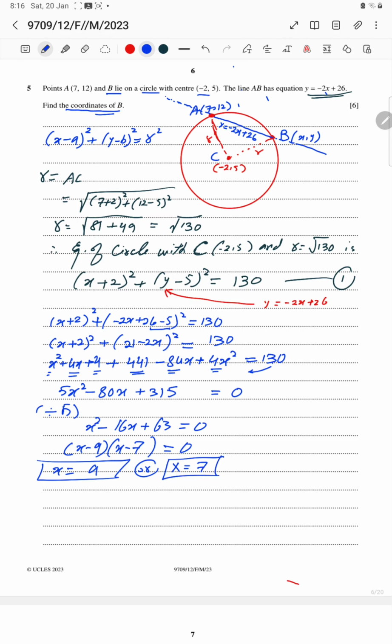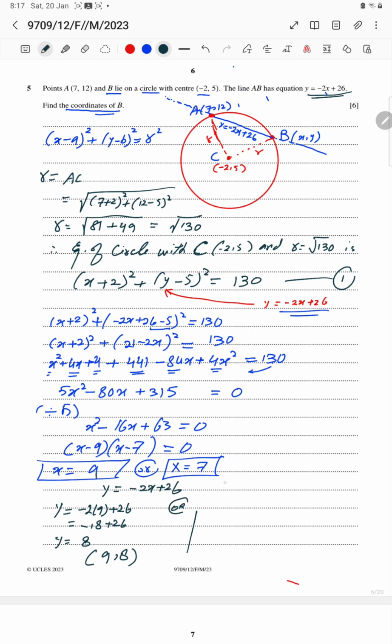Now, as we are looking for the coordinates of B, these are two intersecting points. And now replace these one by one in the equation of the line or the curve. It doesn't matter, but the line is better because it gives you less calculation. y = −2x + 26. I will replace these two values one by one here. So when x is 9, it becomes −2 times 9 plus 26, that is −18 + 26, which gives me 8. So one point is (9, 8).